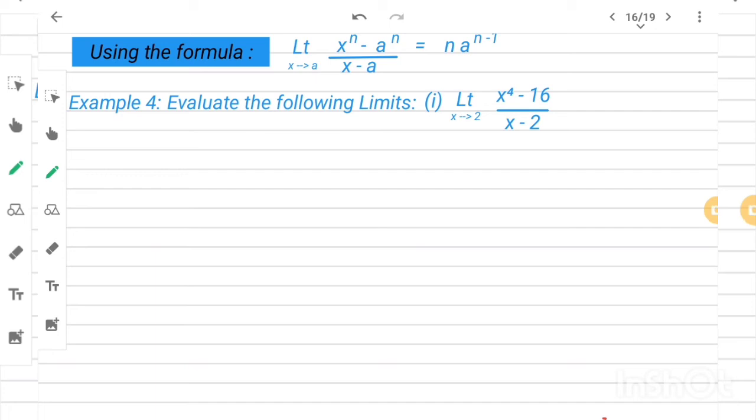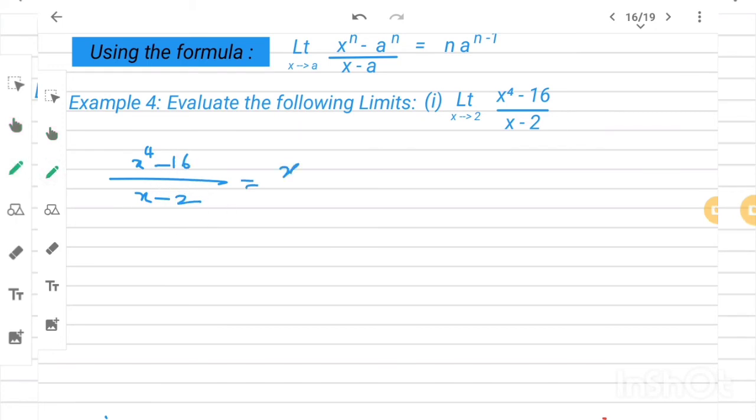So here x power 4 minus 16 whole divided by x minus 2, and this is the clue given. x minus 2 means x minus a, so a should be 2. So what will happen to the 16?